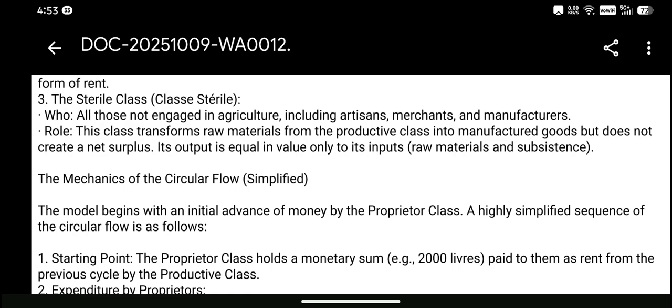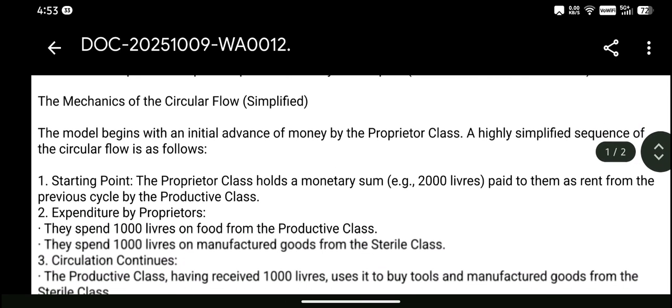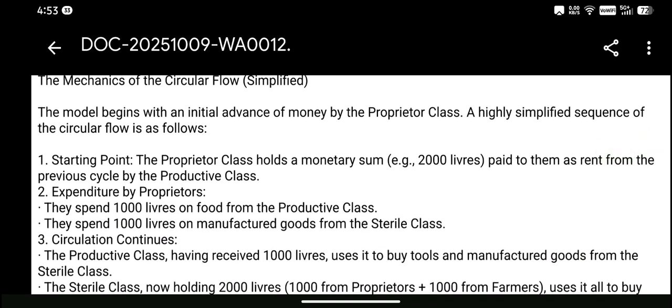The mechanics of the circular flow, simplified. The model begins with an initial advance of money by the proprietor class. A highly simplified sequence of the circular flow is as follows. Starting point: the proprietor class holds a monetary sum, like 2000 livres, paid to them as rent from the previous cycle by the productive class.